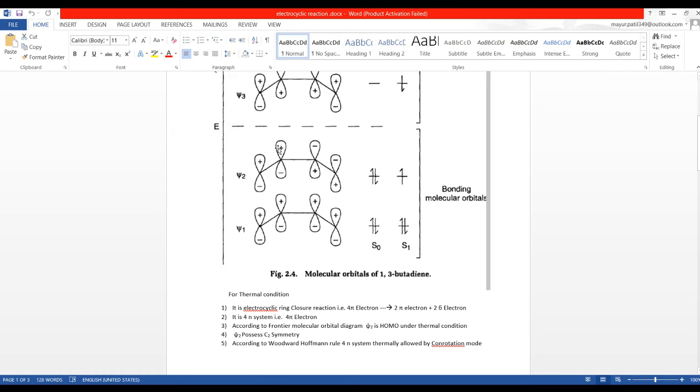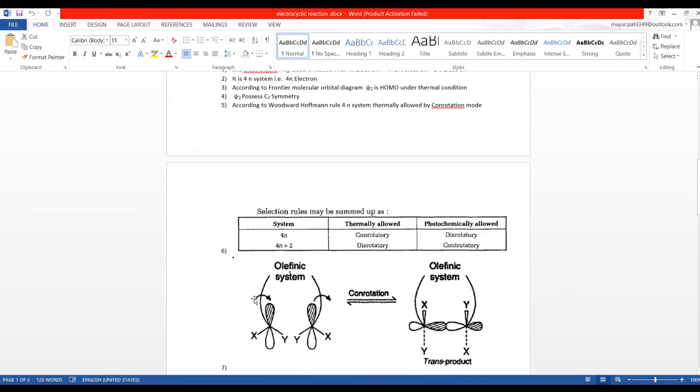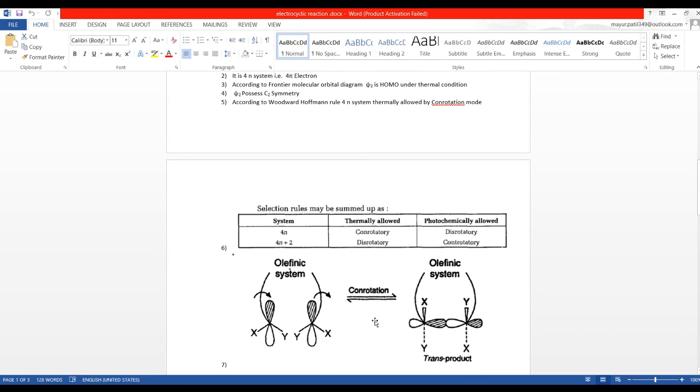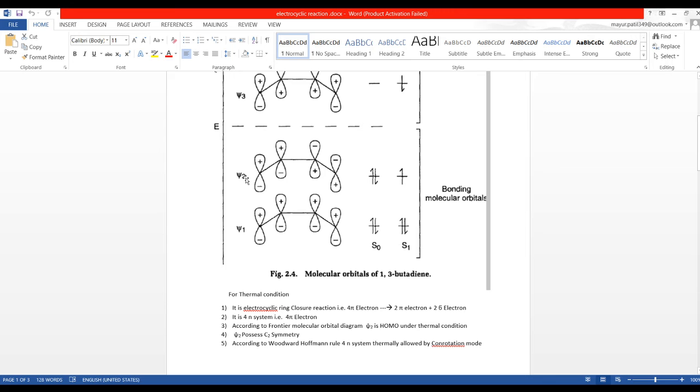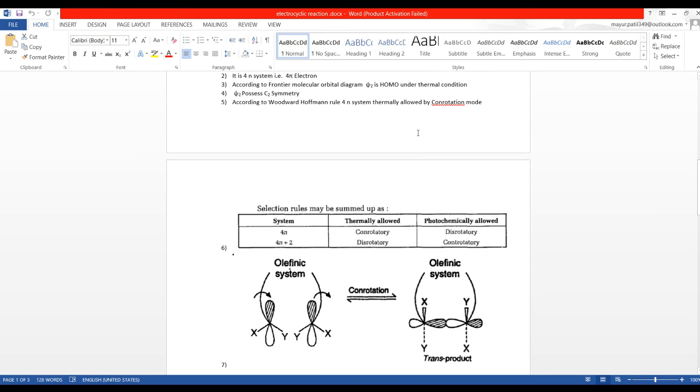If there is C2 symmetry, then which kind of rotation will be possible? Conrotation. Conrotation means the two terminal orbitals rotate in the same direction, either clockwise or anti-clockwise. Psi2 possesses C2 symmetry, therefore conrotation will be possible under the thermal condition, where the selection rule is that a 4n system is thermally allowed by the conrotation mode.